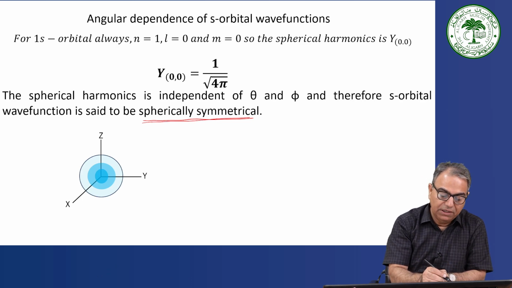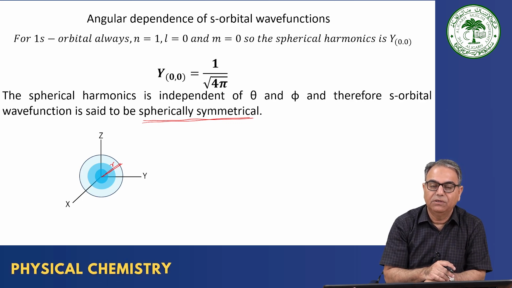And you see, from the origin, this is your r distance. As the r increases, the electron density will go on decreasing, or the function also will go on decreasing as you go away from the center, from the origin.